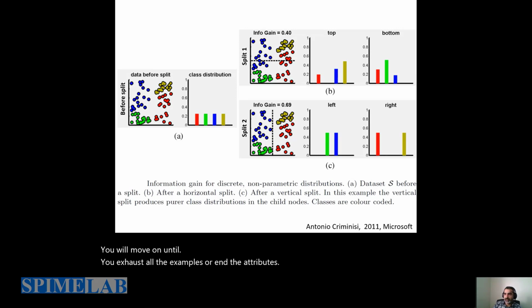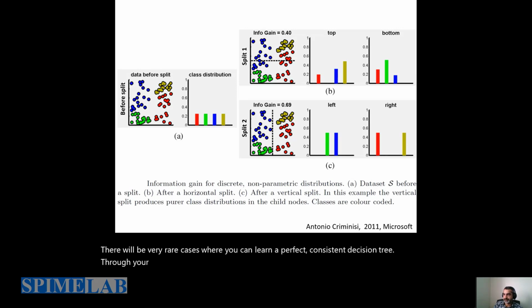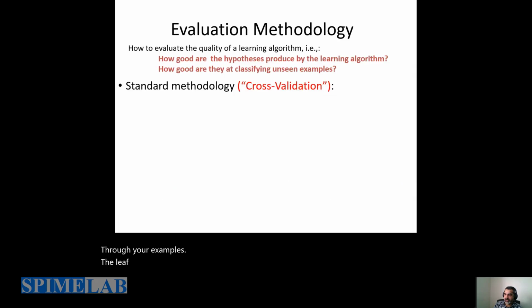Now, there will be very rare cases where you can learn a perfect, consistent decision tree through your examples. The leaf nodes will always have some kind of confusion, and you will see that if we use all the examples, the training error reduces. But is it advisable? Is it practical to use all the examples?